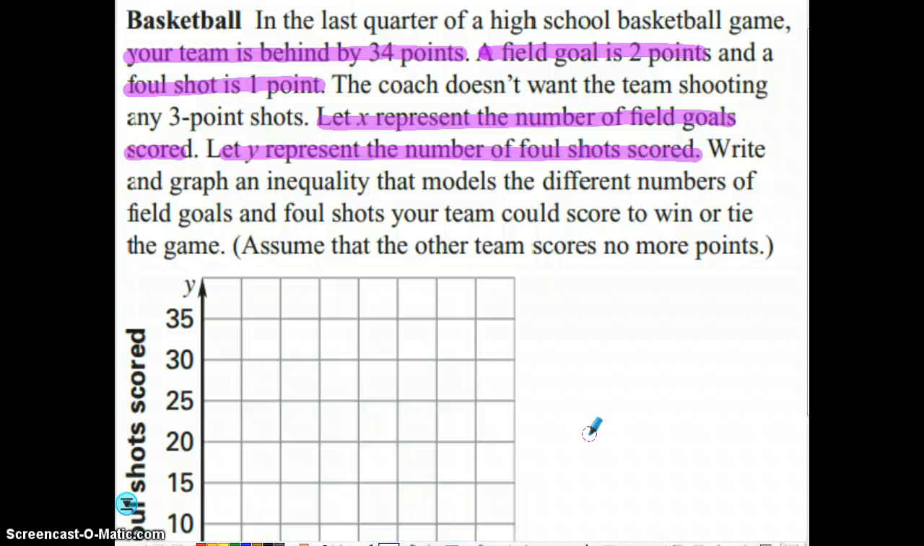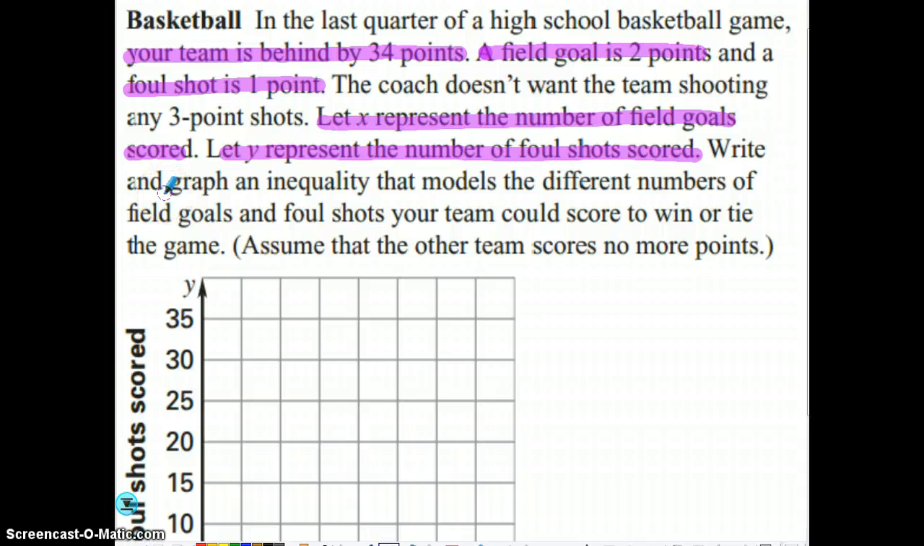One more piece of information that might be important. Yep, we know that there are no more 3-point shots. What else? Yeah, it tells us that we need to write and graph an inequality. That's going to be the whole objective of this, to write and graph this inequality.